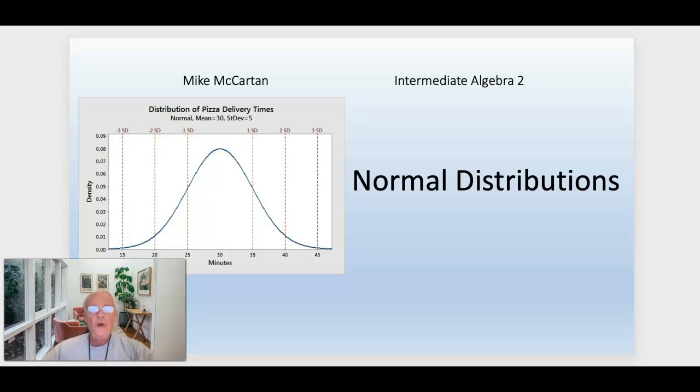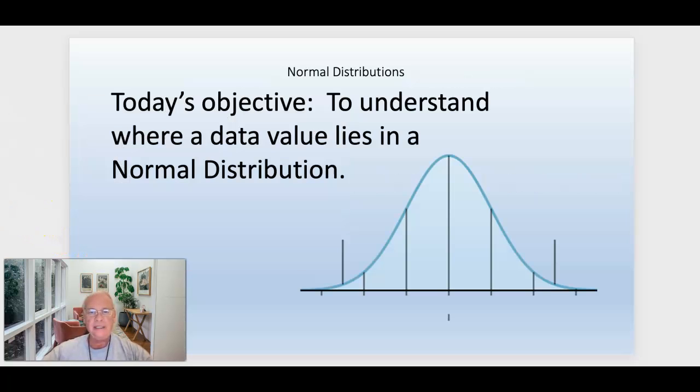Today we're looking at normal distributions. We've kind of talked about them. They look like this. It's symmetric, so we talked about them being symmetric before, but in particular, we're going to look at normal distributions here for the next couple days. The objective is to understand where a data value lies in a normal distribution.